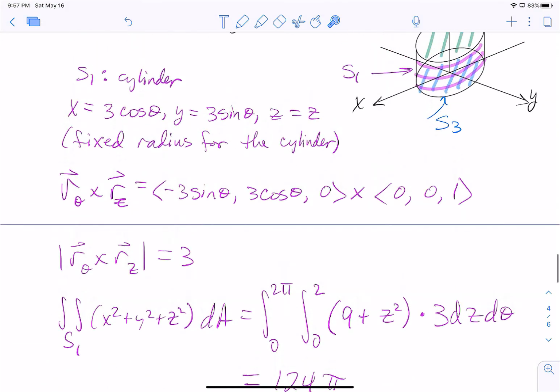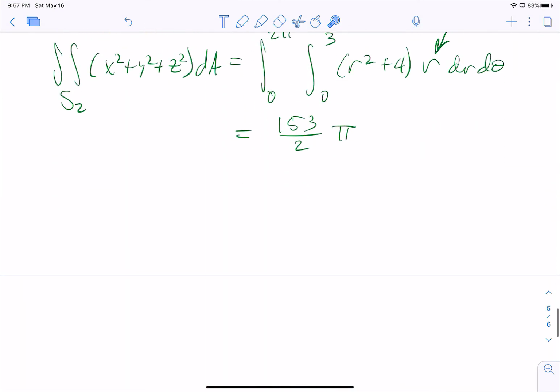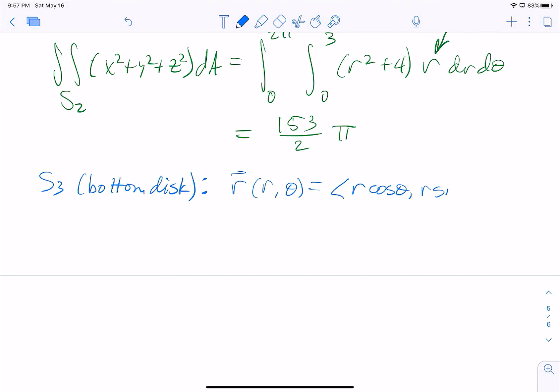Now, if you thought all that went fast, wait till you see what we do with S3. S3 is the bottom disk. It's still radius 3 and has a z-value of 0. So we're actually going to cut right to the chase here. For S3, which is the bottom disk, our r as a function of r and theta is kind of like what we just wrote. R cosine theta, r sine theta, 0. The magnitude of the partial of r with respect to r cross the partial of r with respect to theta is again going to be r.